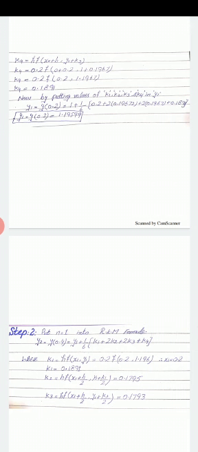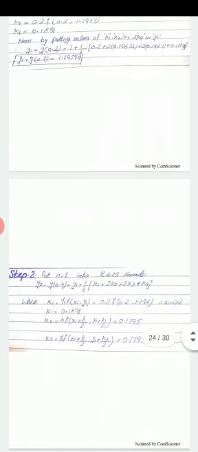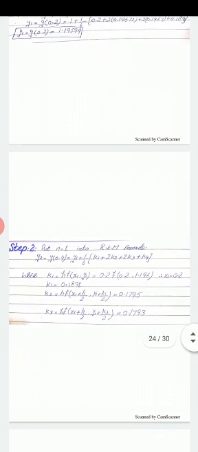Now we will move to the second step, which is step 2. Put n equal to 1 into the RK method formula. Here the formula will look like y2, which is y at 0.4, is equal to y1 plus 1 over 6 times k1 plus 2k2 plus 2k3 plus k4. The slopes will remain the same, but the values will change here. Now k1 is equal to h f of x1, y1, because here n is equal to 1.